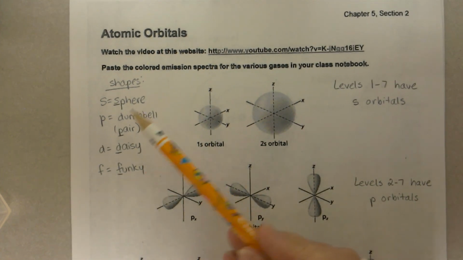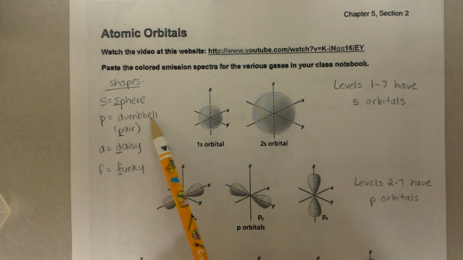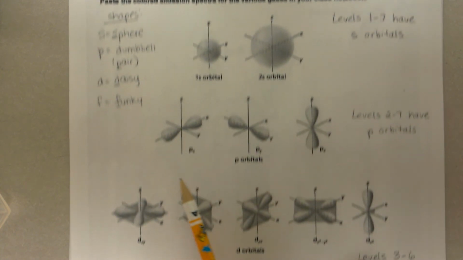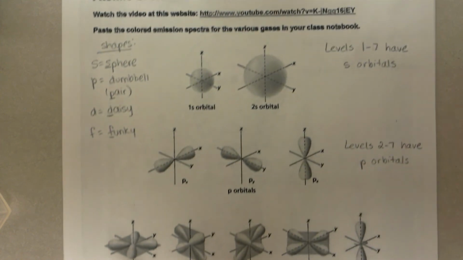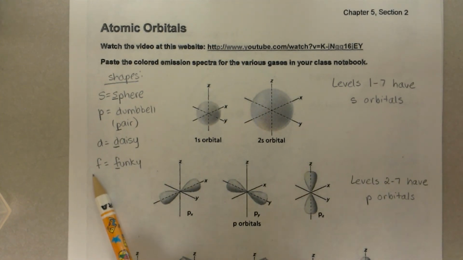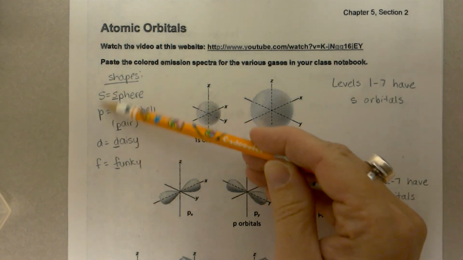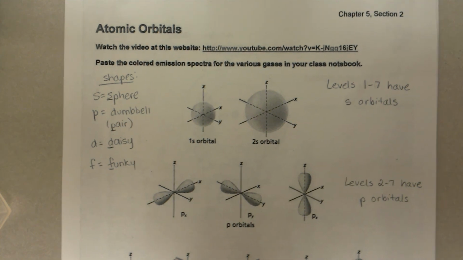And so the shapes of the clouds are spheres. There's a P shape, which is dumbbell or kind of pear-shaped. That's these right here. There's a D shape, which I call daisy because it sort of looks similar to a daisy, not exactly. And then the F shape is very funky. So the four shapes that electron clouds can be are S, P, D, and F. Those are the shapes of the electron clouds.